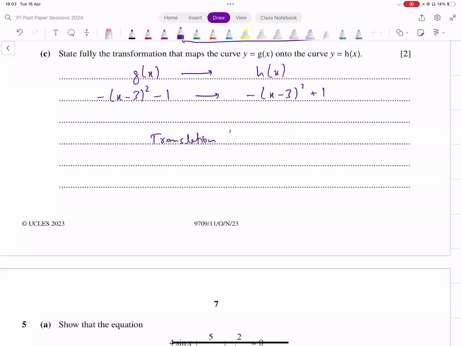So what's the translation vector then? That's (0, 2). There's no horizontal translation. There's a vertical translation. You're adding 2, so you have +2 here. So there's a vertical transformation, 2 units upwards. You would say it's a translation. Using the word translation is important, and writing down the vector is important. The vector is (0, 2).